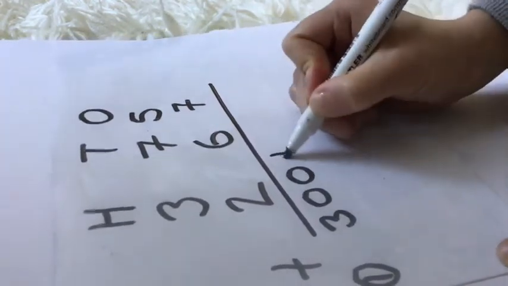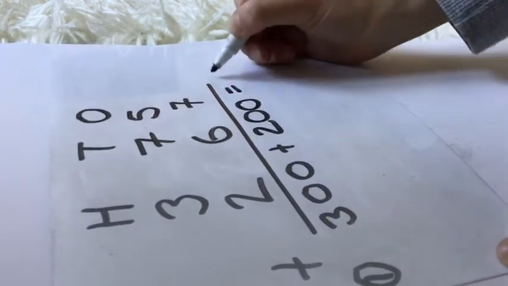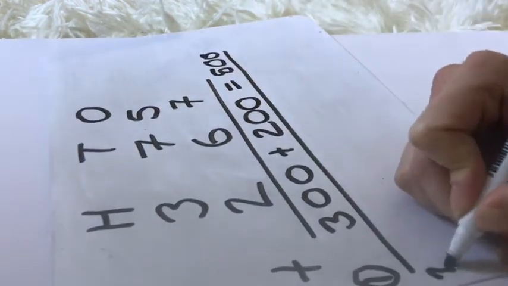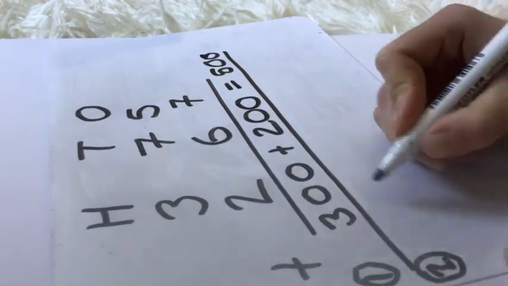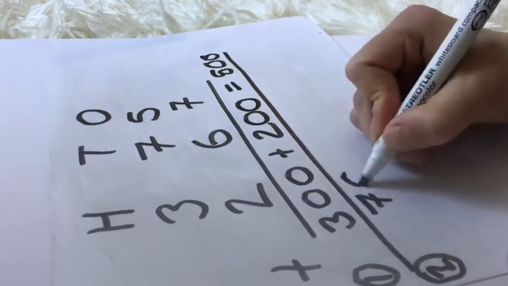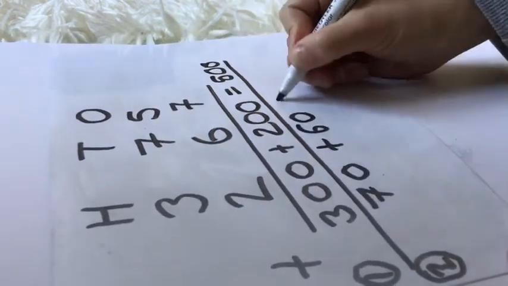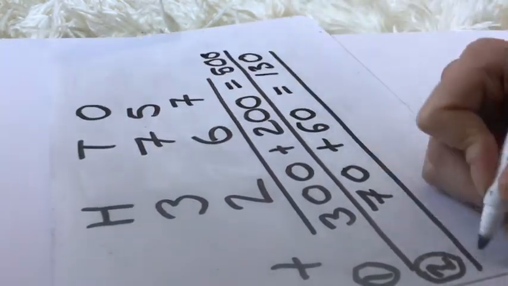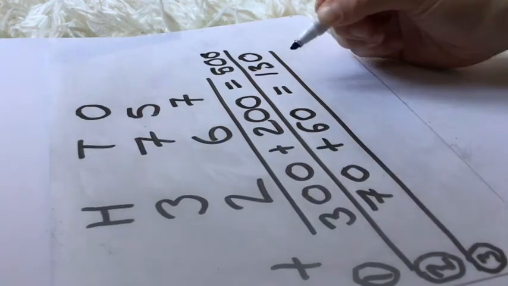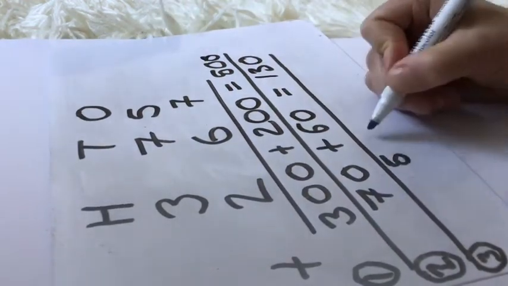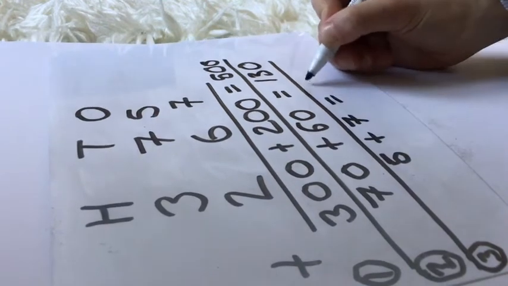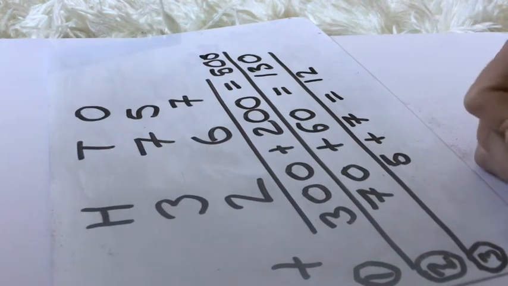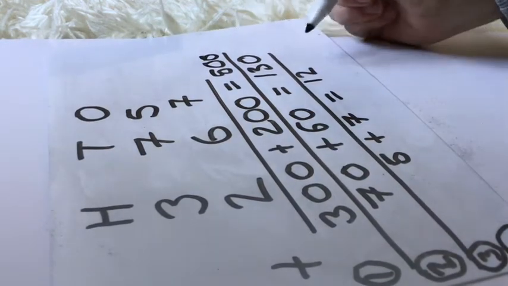300 plus 200 equals 500. Our second step is going to be adding the tens. 70 plus 60 equals 130. Our third step is going to be adding the ones. 5 plus 7 equals 12. And then our last step is to add the total of all of those together.